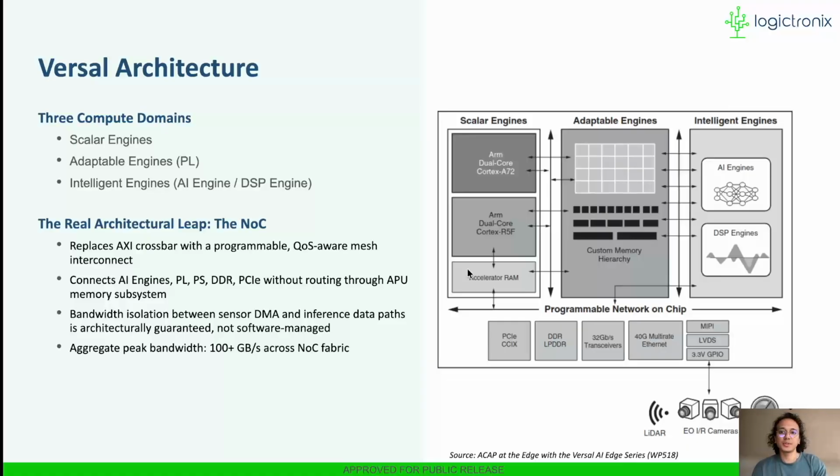The bandwidth isolation between different paths, for example, say sensor DMA and inference data paths, is architecturally guaranteed in the NOC, and it is not software managed. Everything is fully implemented on the silicon, and the aggregated peak bandwidth can reach up to 100 gigabytes per second across the whole NOC fabric.